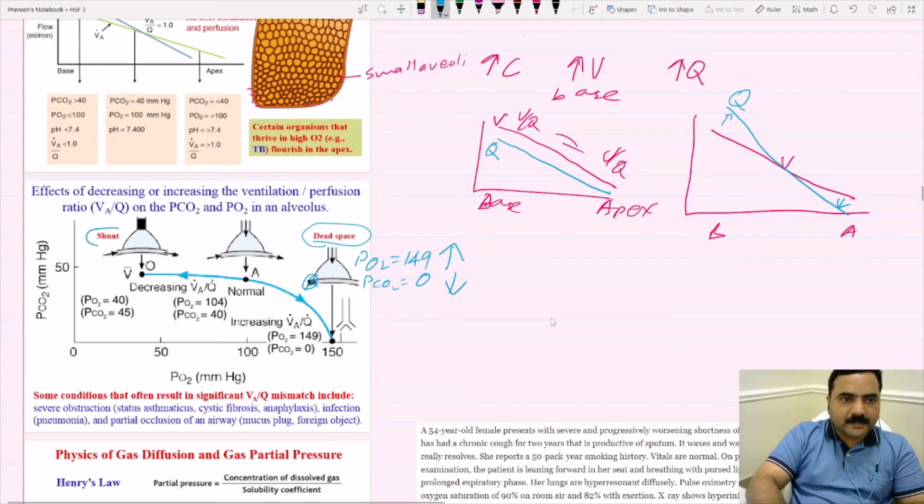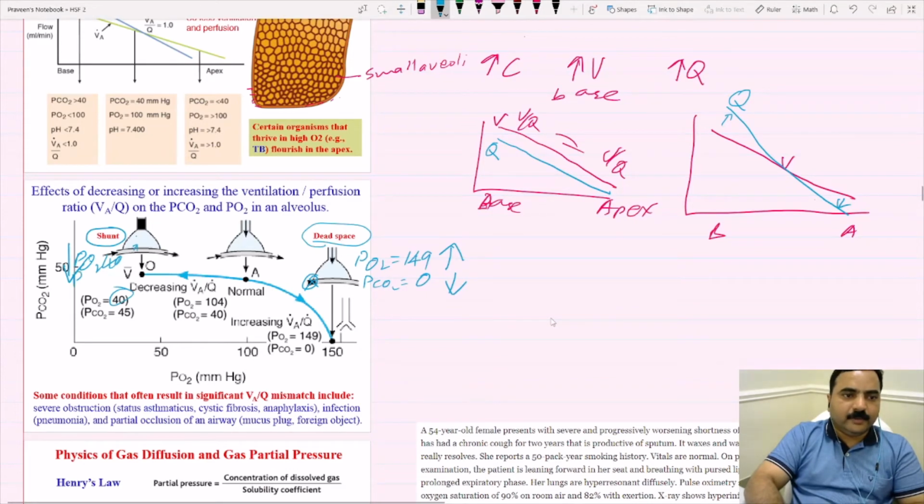And when you create a shunt, what happens to the PO2? PO2 becomes equal to that in the tissues, which is 40. That means you are decreasing the PO2. But PCO2, what is happening? There is no carbon dioxide going out, only carbon dioxide is coming from the blood to the alveoli.